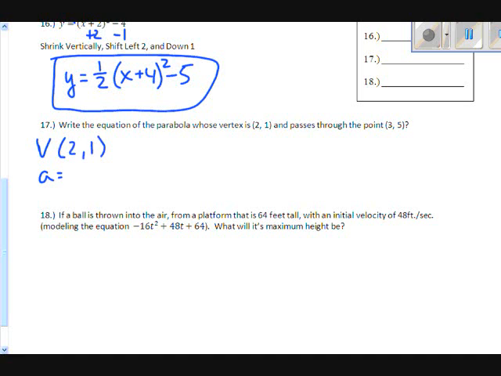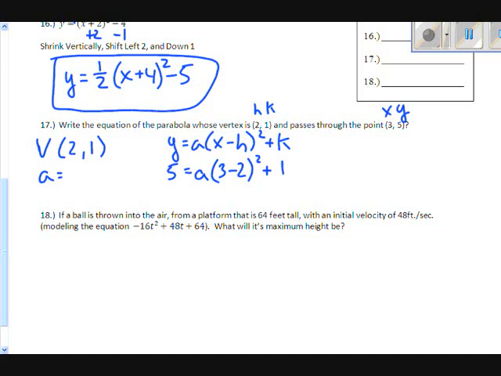So now I just need the a value, so I'm going to use a fresh y equals a times (x minus h) squared plus k. And I'm going to plug in what I know. A is the thing I'm looking for, but right here I've got an x and a y value. Remember, my vertex is (h, k), so the x is 3, h is 2, k is 1, and the y is 5. And now I just have to solve for a.